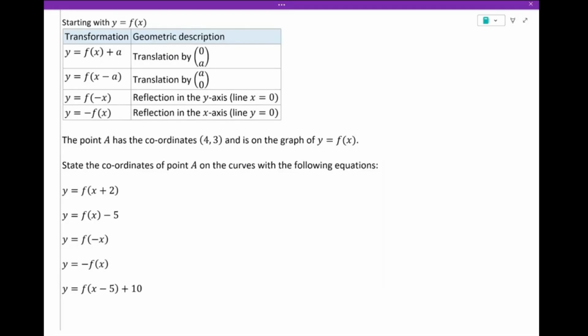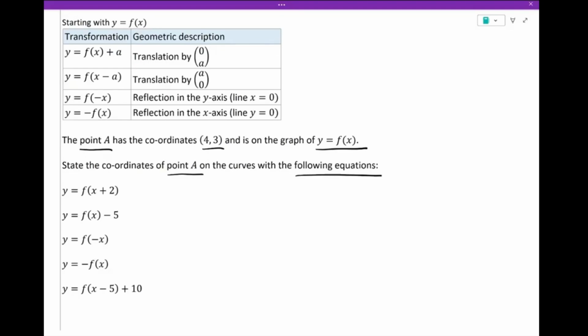So we're now going to look at where a point ends up on a transformed curve. We've got our summary as usual of our transformations. Then we're told that the point A has the coordinates 4, 3 on the graph of y equals f of x. That's our starting graph. We need to state the coordinates of point A on the curves with the following equations. Our first one is y equals f of x plus 2.